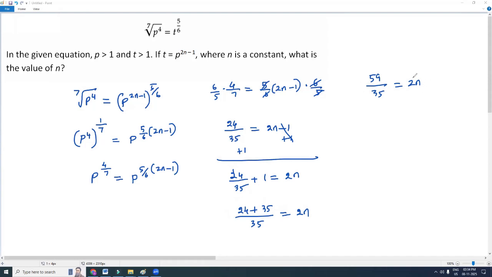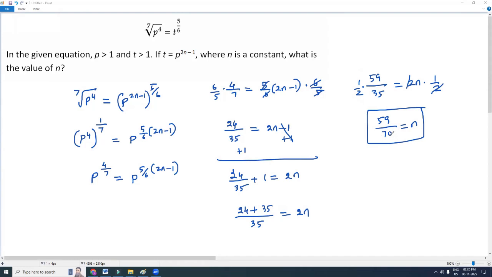Now to solve for n, we have to get rid of this 2. For that, we have to multiply both sides by 1 over 2. When I do so, this 2 will cancel out. 1 times 59 is 59. 2 times 35 is 70. On the right side, we have n. Here I got the value of n, that is 59 over 70.